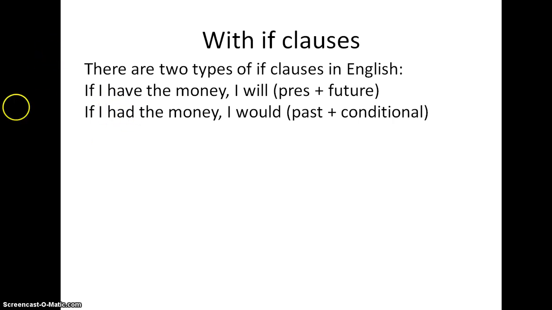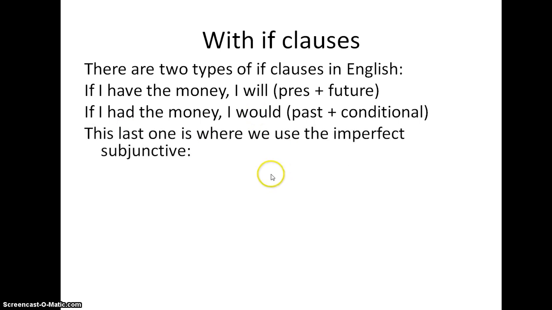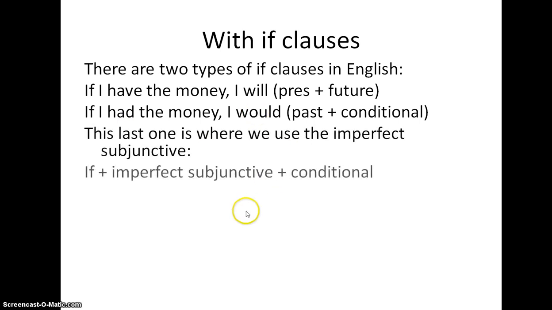But then we've got these ones where it's if I had the money I would, and in this case this is when we use imperfect subjunctive. So in the first clause here, the had is the imperfect subjunctive, and then the would, which is the conditional tense in Spanish, in the second one. Right, so had is a past tense in English and would a conditional tense, but in Spanish it would be imperfect subjunctive. So just go through that again. So if plus the imperfect subjunctive plus conditional.